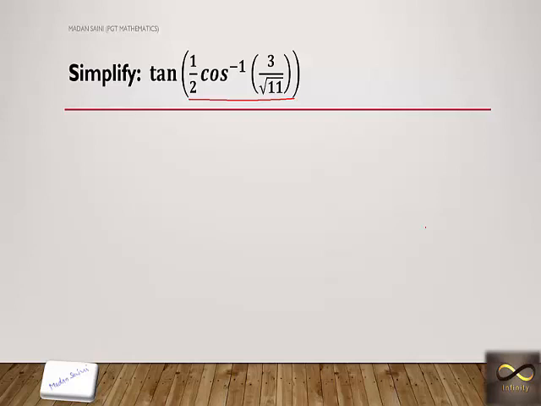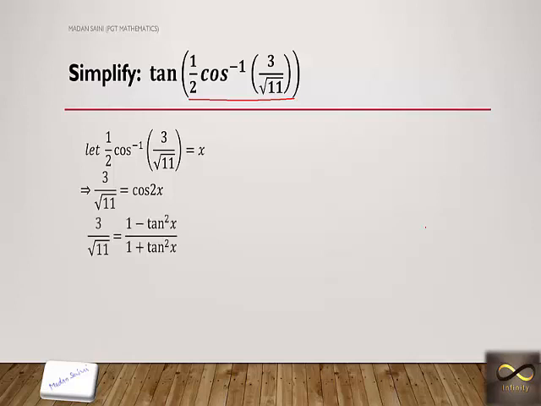Here I will start this question by letting half cos inverse 3 by root 11 be equal to x. So ultimately the given expression will be tan x. That means we need to find out the value of tan x here. Simple transformation will give you 3 by root 11 is equal to cos 2x.